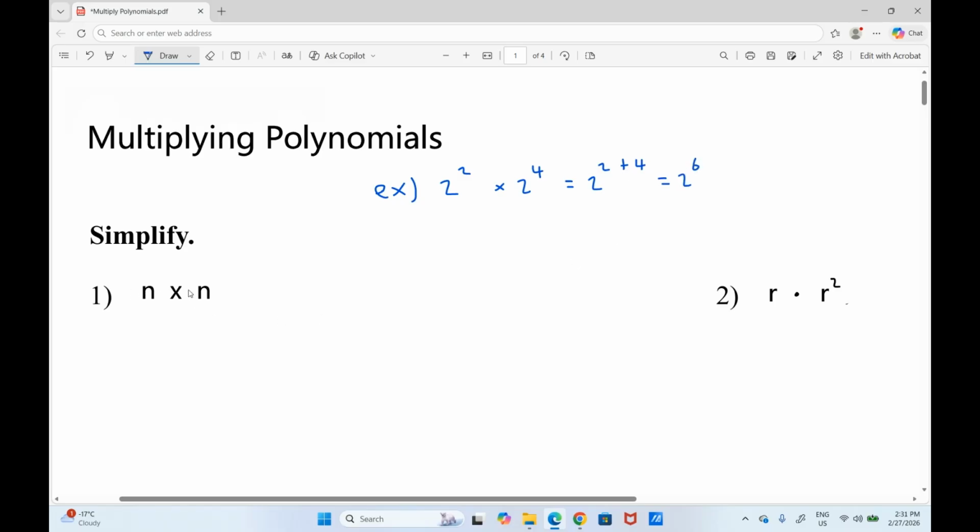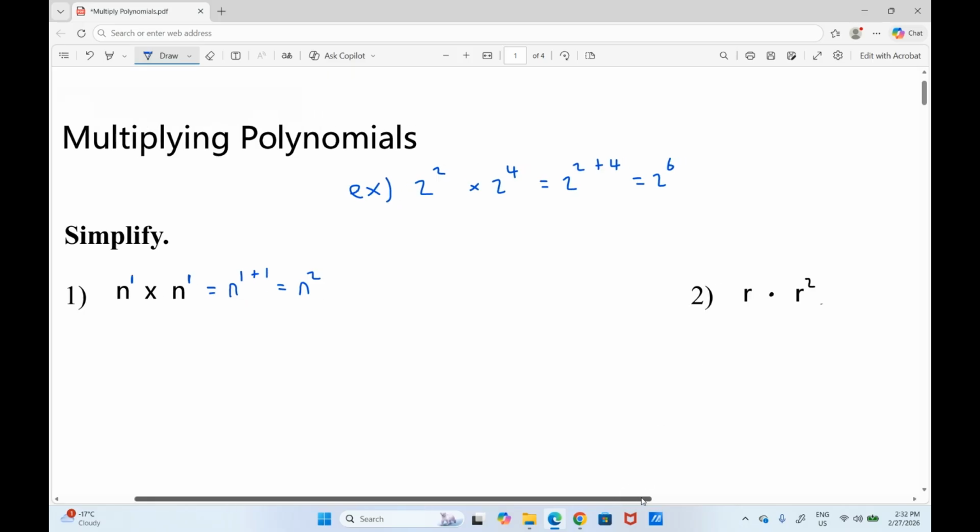I can do the same for n. So there's an invisible 1 as an exponent for my n's, and that just tells me how many times I times n by itself. In this case, it's just n. So for this one, when I solve it, it's just going to be n to the exponent of 1 plus 1. So when I multiply the n's together, I just add the exponents. So n to the exponent of 1 plus 1 would just be n to the exponent of 2. So that's my answer here.